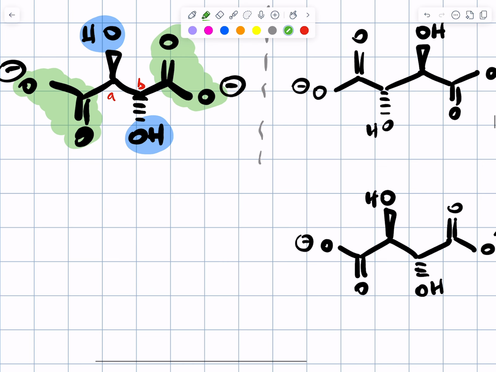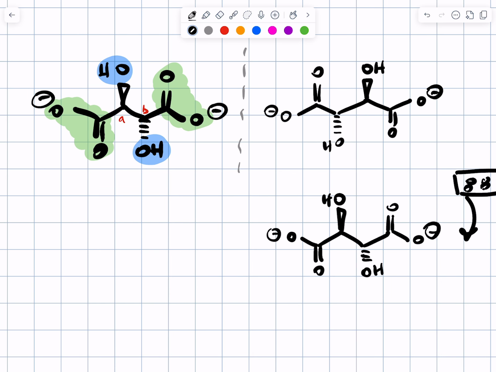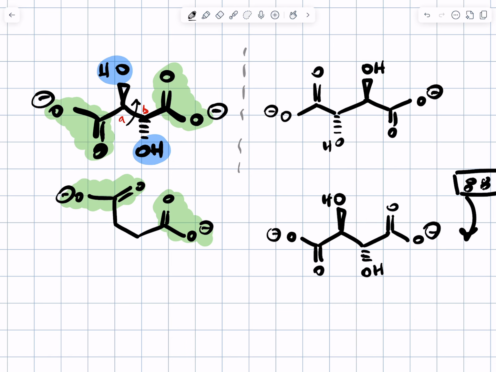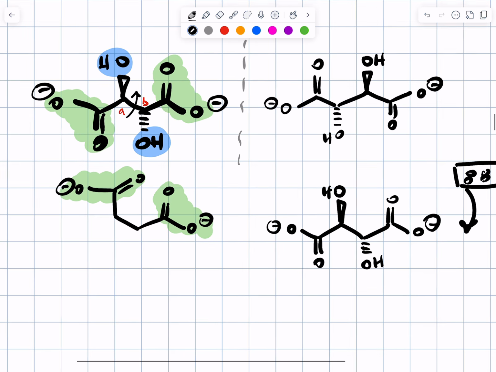And the thing that will help you most to see this will be to see if you can rotate around the bond between A and B in such a way as to bring similar groups eclipsed with each other. So I'm rotating around that carbon-carbon bond between A and B so that now the green carboxylates are eclipsed with each other. I left carbon B basically exactly the same as it was.